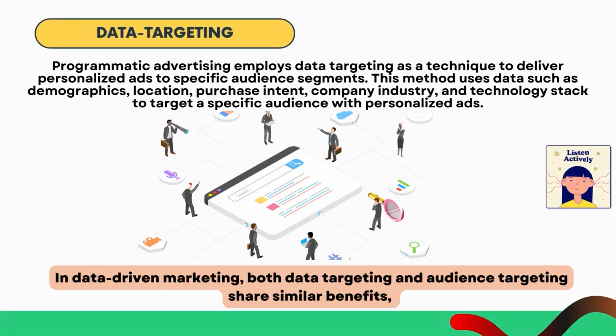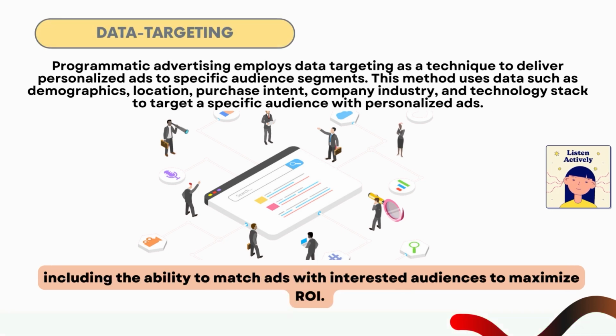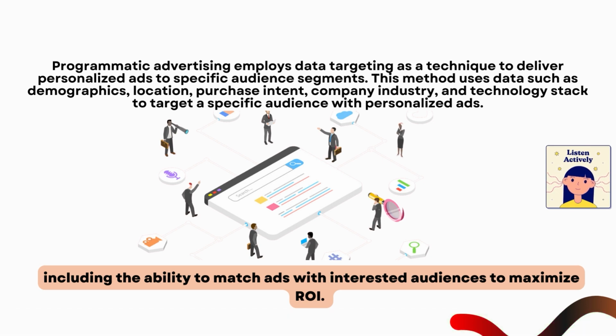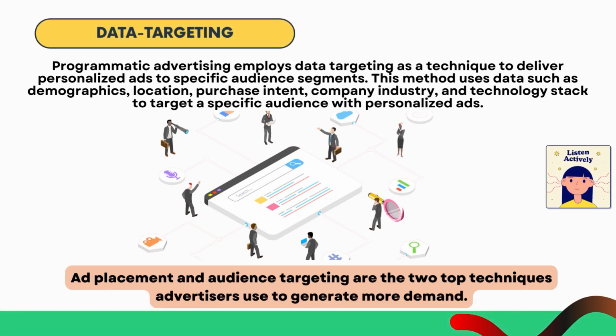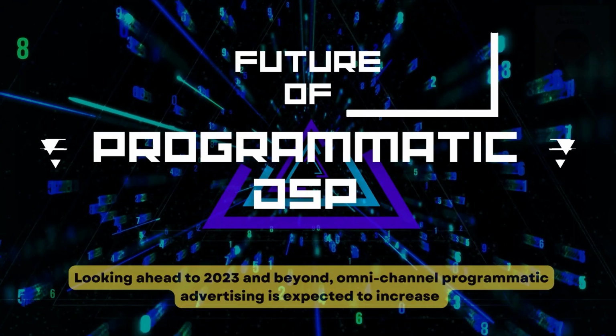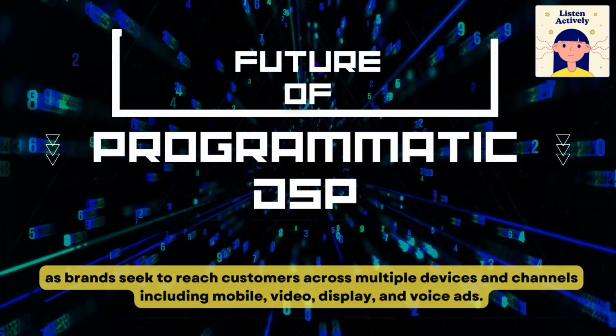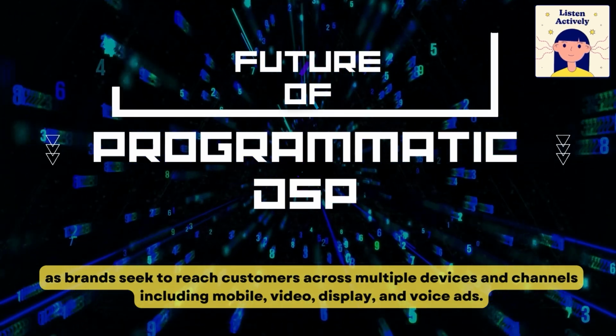In data-driven marketing, both data targeting and audience targeting share similar benefits, including the ability to match ads with interested audiences to maximize ROI. Ad placement and audience targeting are the two top techniques advertisers use to generate more demand. Looking ahead to 2023 and beyond, omnichannel programmatic advertising is expected to increase as brands seek to reach customers across multiple devices and channels including mobile, video, display, and voice ads.